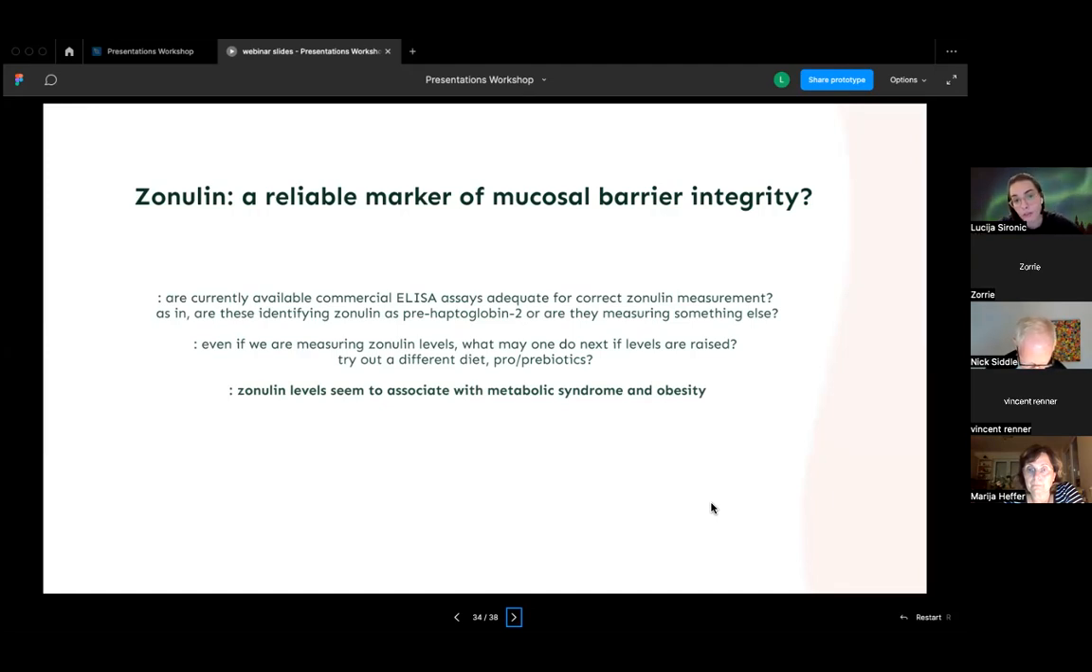But if you are measuring zonulin really, and it is raised, the question is what you may do next, because currently there are no therapeutics. You might need to think about a different diet, or whether to supplement with pro- or prebiotics. But what is relevant and important is that higher zonulin levels seem to be associated with metabolic syndrome and obesity, which we know are big problems.